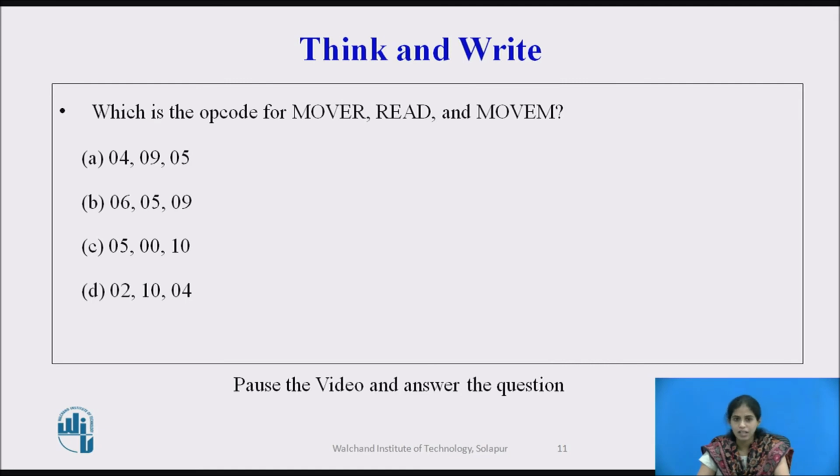Now after seeing the opcodes, can you tell me which are the opcodes for MOVR, READ and MOVM? First option is 04, 09 and 05. Second option is 06, 05, 09. Third option is 05, 00, 10, and the fourth option is 02, 10 and 04. Pause the video and think on it.